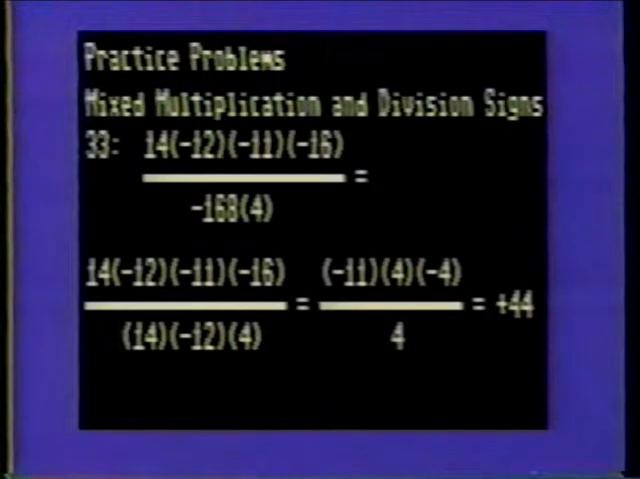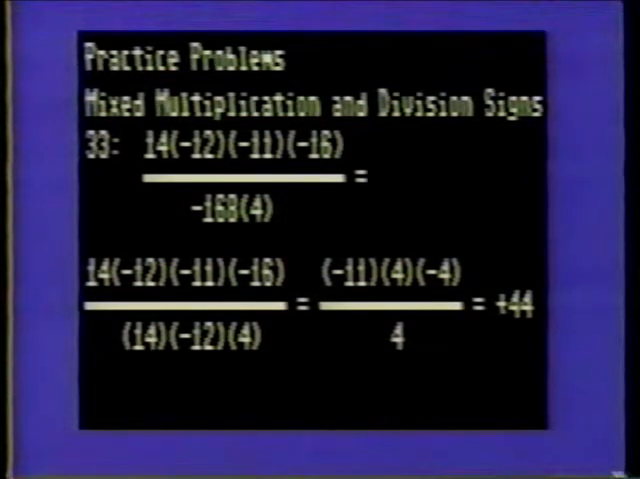Problem 33. 14 times negative 12 times negative 11 times negative 16 divided by negative 168 times 4, which simplified is 14 times negative 12 times negative 11 times negative 16 divided by 14 times negative 12 times 4. Notice we now have like numbers in the numerator and the denominator. Those numbers are 14 and negative 12. If we divide these two sets of numbers, we get 1.